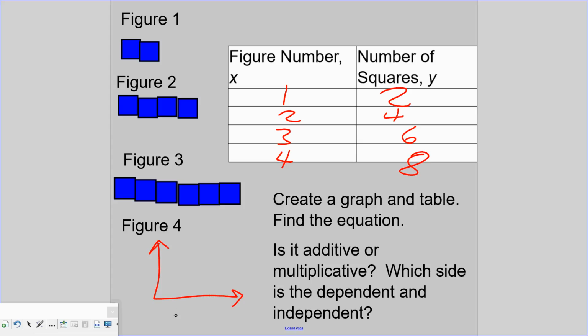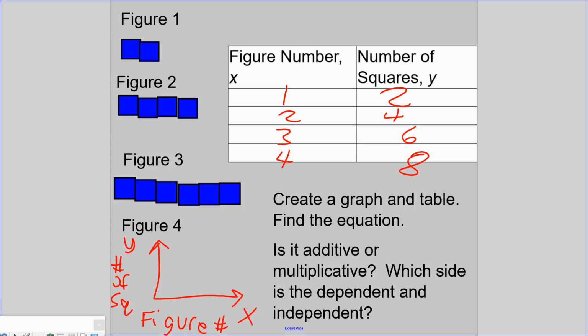I will label the x-axis, y-axis. Again, in graphs, you've got to label the axis. The x-axis is about the figure numbers, and the y-axis will be the number of squares. So this will be 1, 2, 3, 4, 5. And I'm going to number this by 2s: 2, 4, 6, 8, 10.